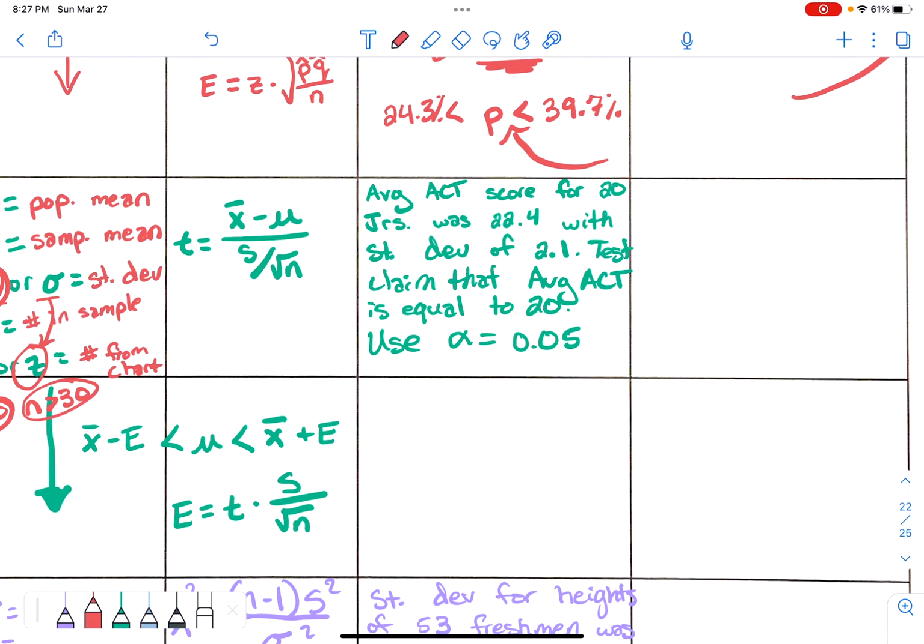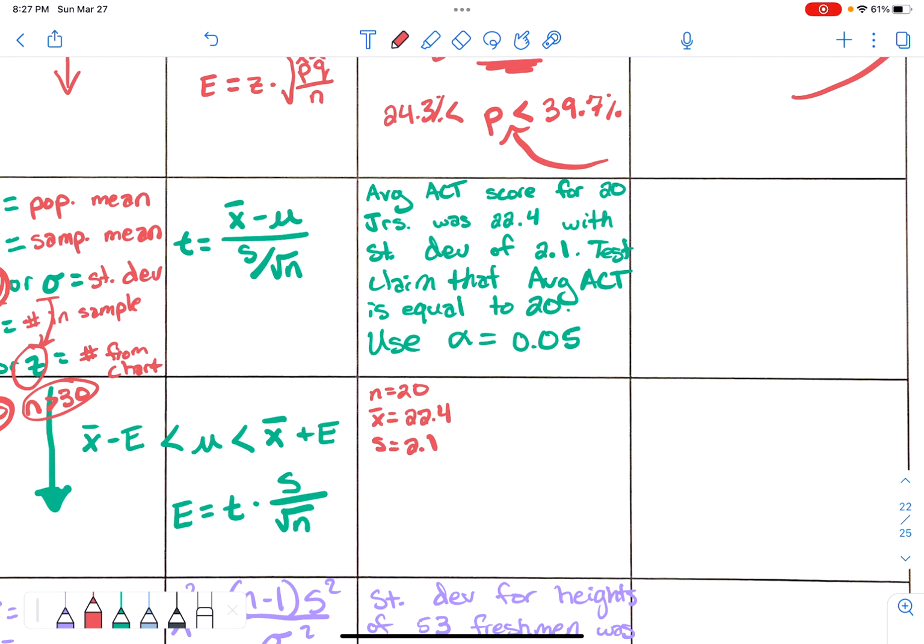The average ACT score for 20 juniors, that means N is 20, was, and we're talking about the sample average, so 22.4 is the sample mean. That's what they got, with a standard deviation of 2.1. That's the sample's standard deviation, so it's S.